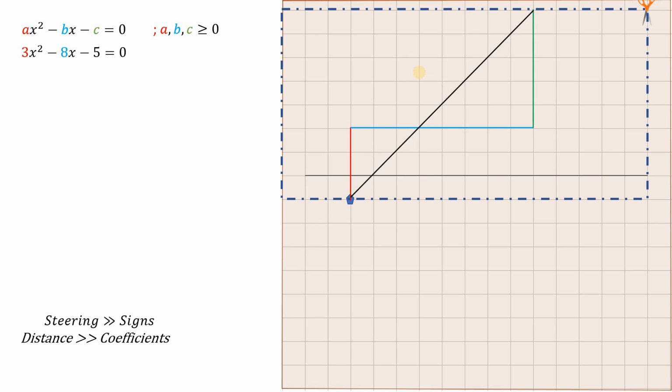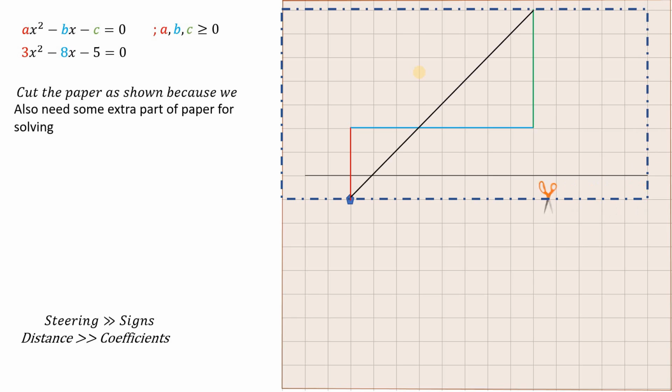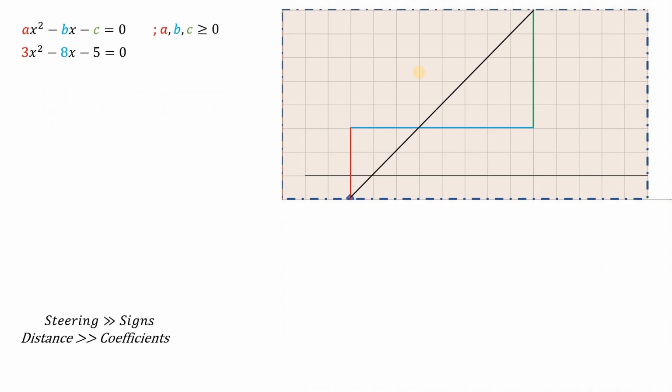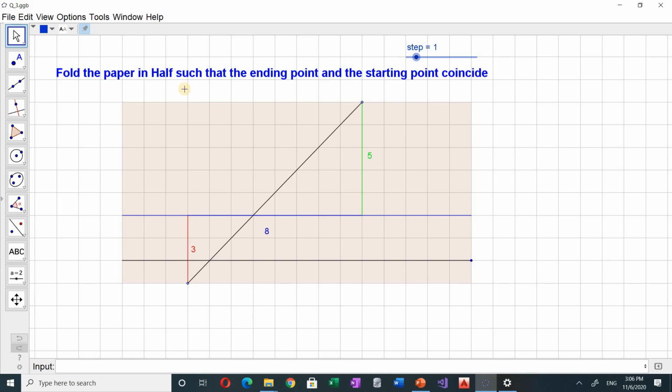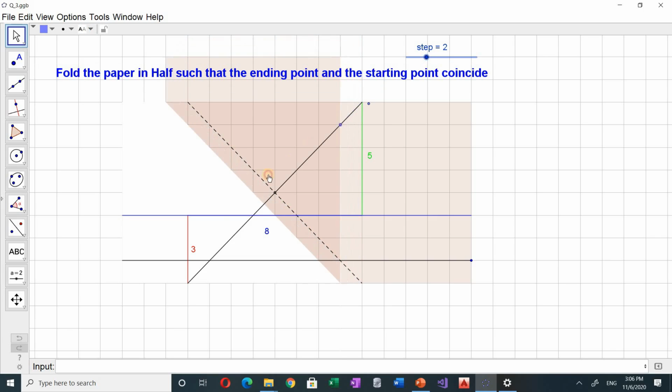Then we cut the quadrilateral as shown by the dashed lines. Then we fold the paper as instructed. So in the first step, we fold the paper in half in such a way that the ending point and the starting point coincide. So this is the starting point and this is the ending point. So I will just flip this paper so that these 2 points coincide, which will make a crease in this paper like this. Then I'll unfold the paper like this.